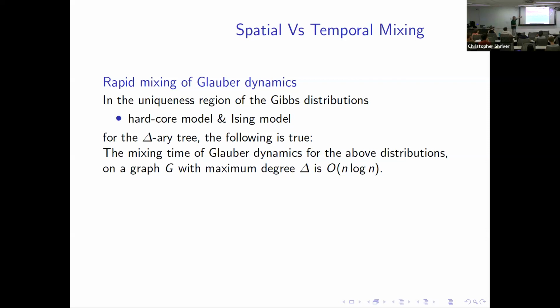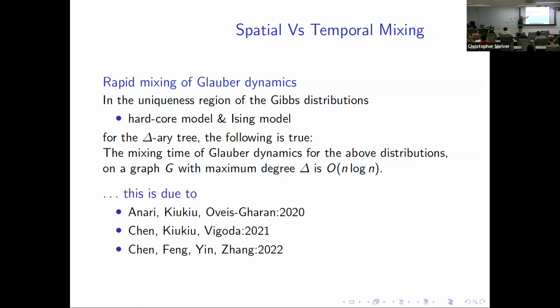This result comes from a series of results by Anari and others, basically. And these rely on what we call the spectral independence method. This uses techniques from high dimensional expanders to prove these amazing results. So let me tell you the basic ideas here.